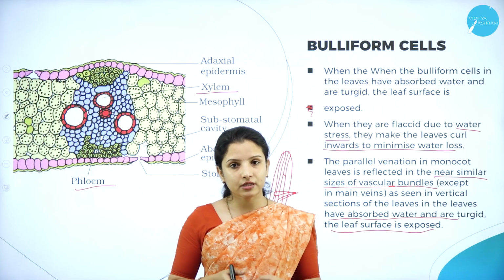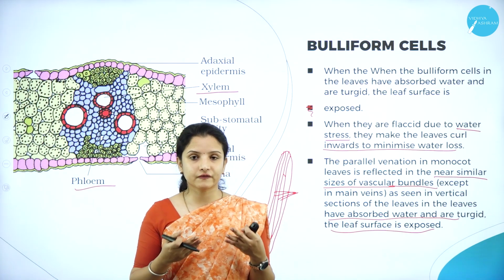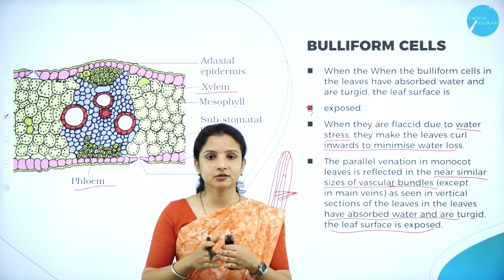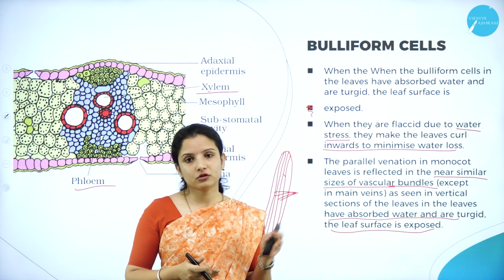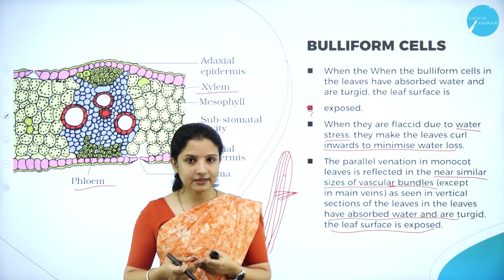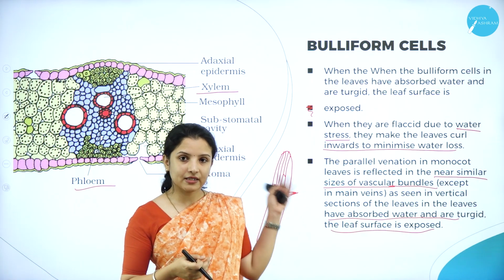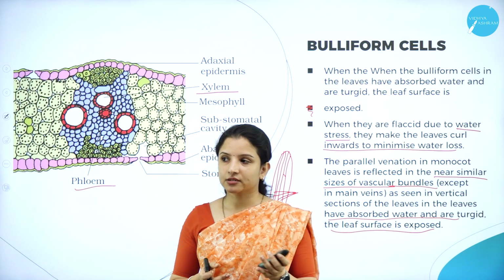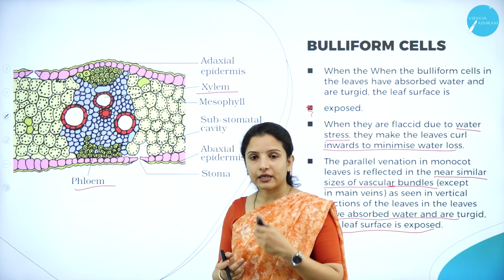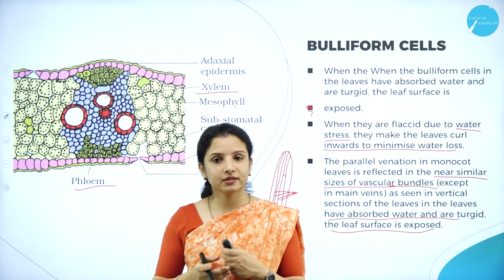And also in dicots, the vascular bundles are of different sizes depending on the thickness or size of the veins and the midrib, but in monocots they are almost similar in size because the veins are parallel in arrangement and of almost the same size and thickness. So this is about the dicotyledonous leaf and monocotyledonous leaf.